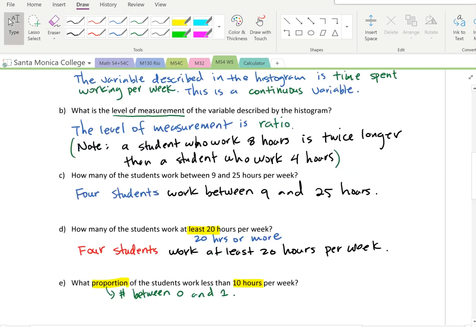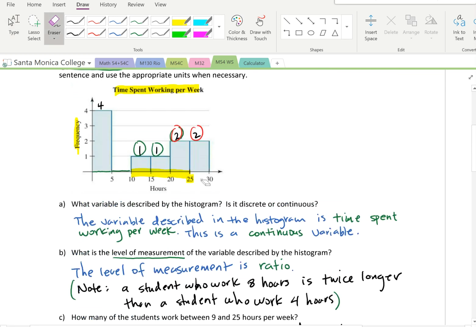Okay, let me erase that again here. Less than 10 hours, let me highlight it. So 10 hours or less is from here to here. Now notice that students who work 0 to 4 hours is 4 students. No one works between 5 and 9 hours here. So therefore, total only 4 students. But I want the proportion, so I need to convert that to a proportion.